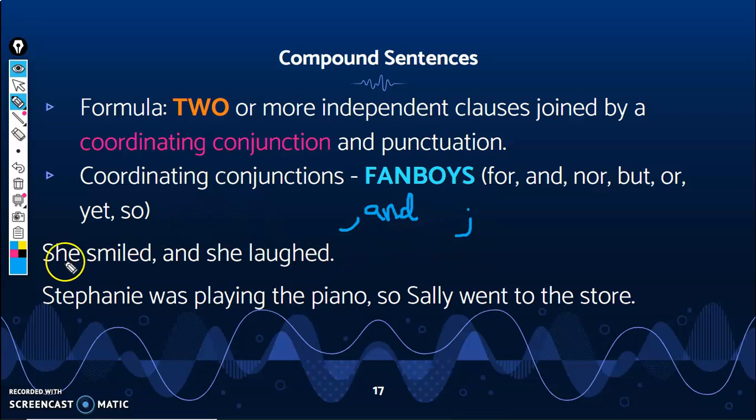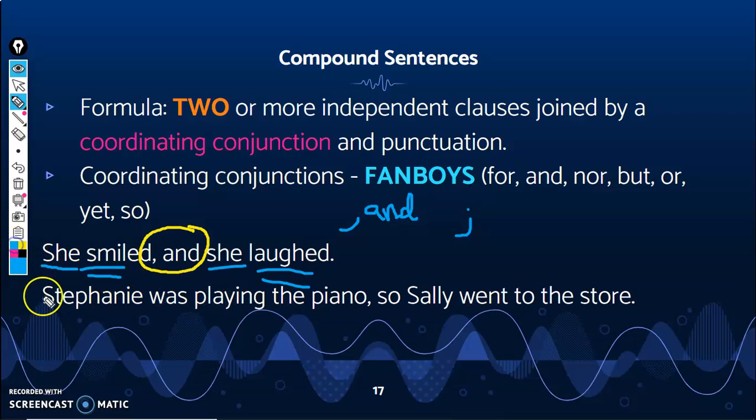So looking at our samples here: She smiled, and she laughed. Those are our 2 subject and verb combinations, but yet we have this idea that they are joined together by this coordinating conjunction. Noting we have the comma, noting we have the and. I highly suggest when you are looking at these samples that you write them down, that you mark the subjects, you mark the verbs, and you circle the conjunctions so that you're getting used to seeing how everything goes and being able to pick them out and label them more easily.